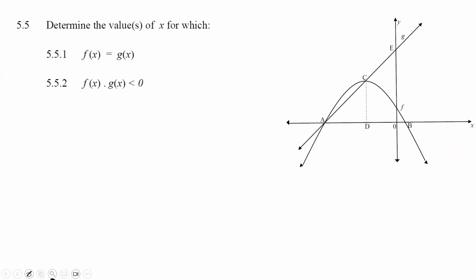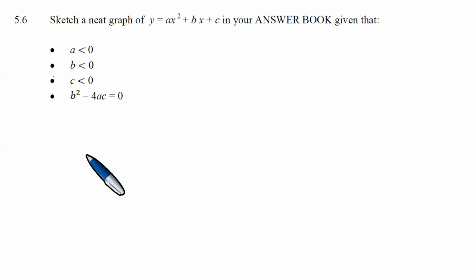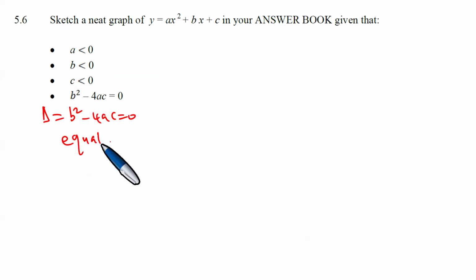Let us look at the next part of the question. In 5.6, sketch a neat graph of y equals x squared plus bx plus c in your answer book, given that this is the case. So A is negative, B is negative, and C is negative. When b squared minus 4ac equals 0, so obviously we are looking at the fact that it is our usual discriminant that equals 0, and this suggests that we have equal roots.